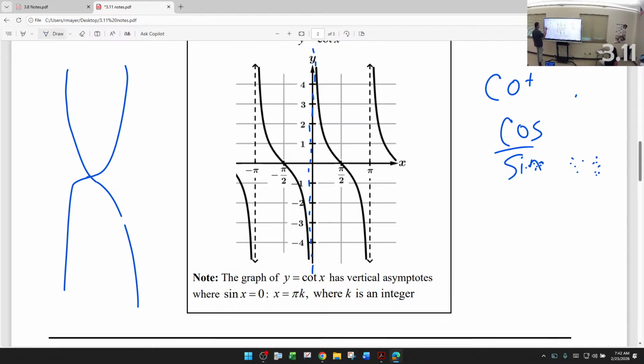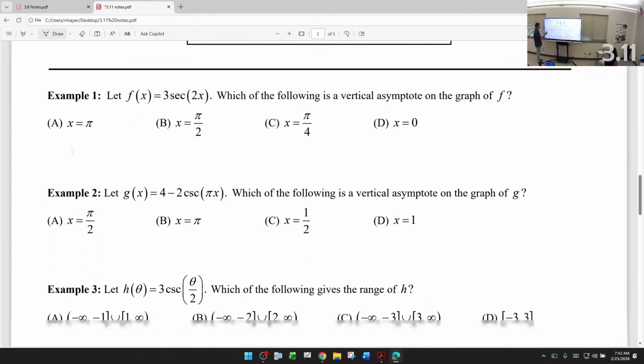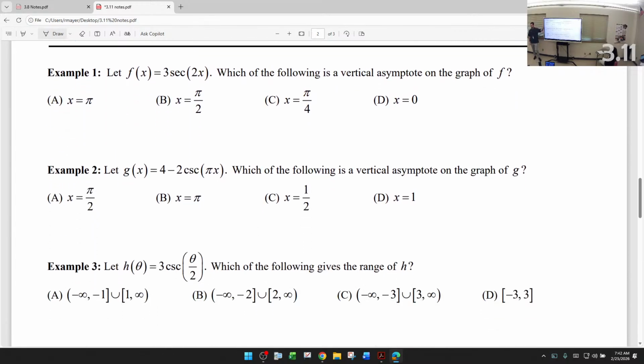Draw. Example number 1. F of x is equal to 3 secant 2x. I don't look at secant, I look at cosine. So I'm immediately thinking 3 cosine 2x. Immediately, that's what I'm thinking. Because I know sine and cosine, and I don't want to have to learn 6 of these things. If I only need to know 2 of them, that's all I'm going to do.